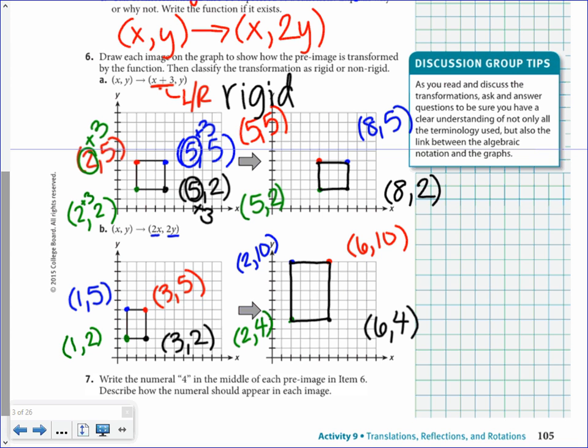That is my image that I just traced. So, is this a rigid transformation? Is it the exact same shape and size? No. So it is non-rigid.